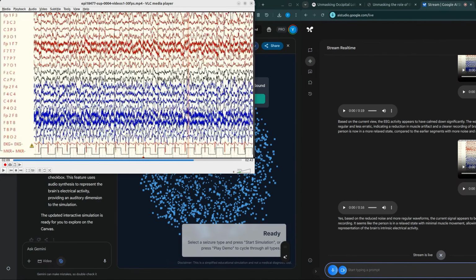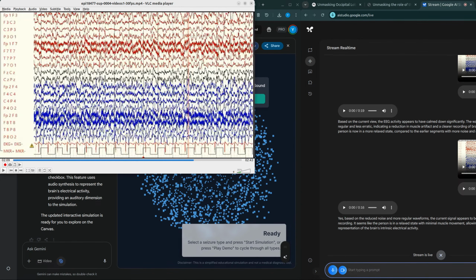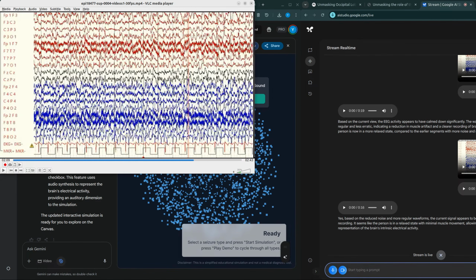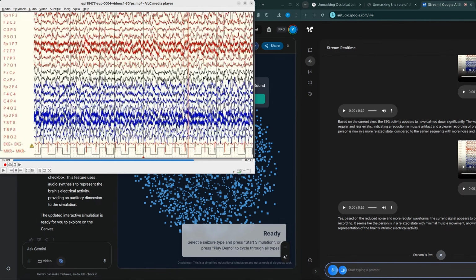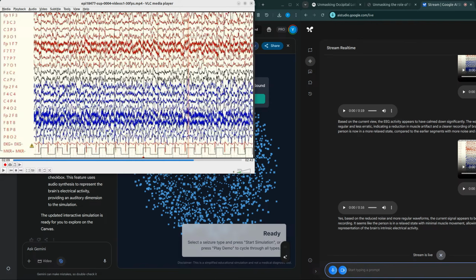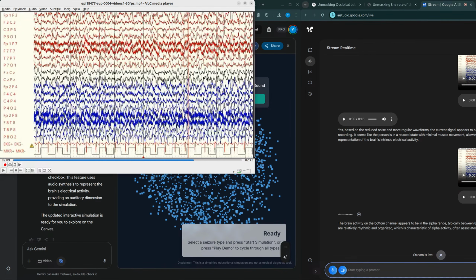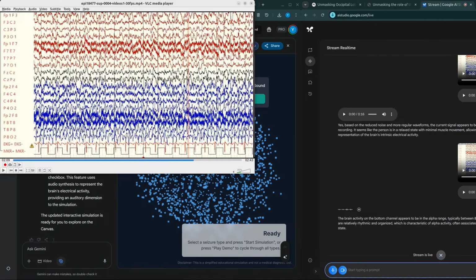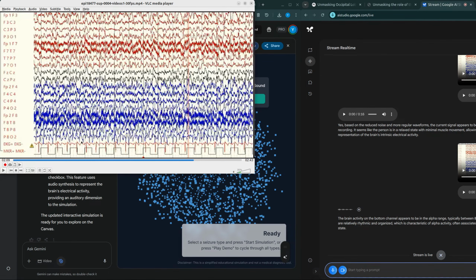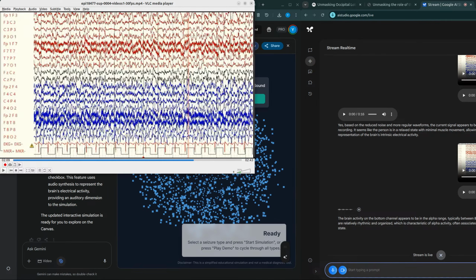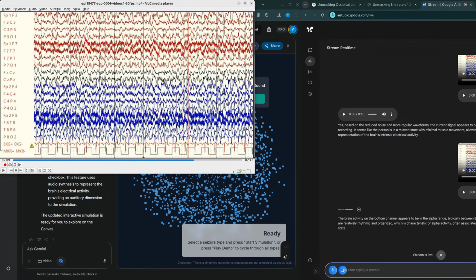Okay, are you able to tell what the frequency of the brain activity is, say, on the bottom channel there? The brainwave activity on the bottom channel appears to be in the alpha range, typically between 8 and 12 hertz. The waves are relatively rhythmic and organized, which is characteristic of alpha wave activity, often associated with a relaxed but awake state.